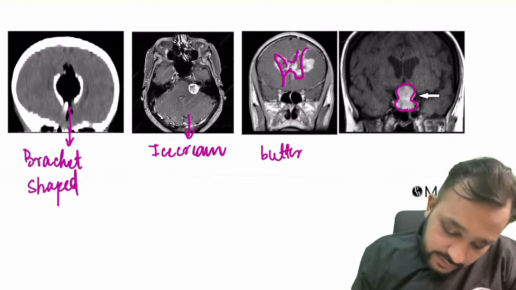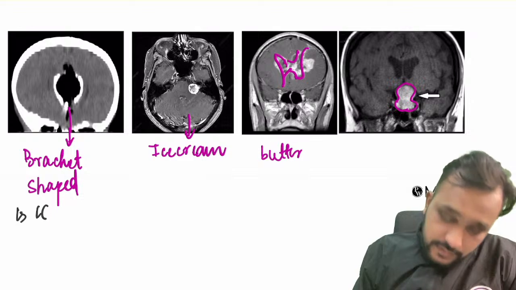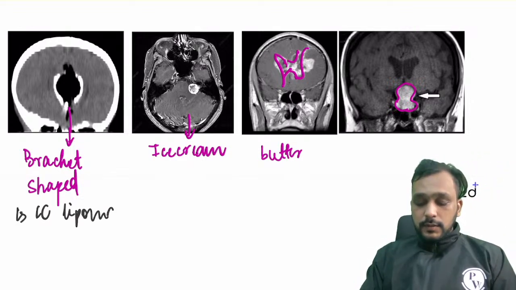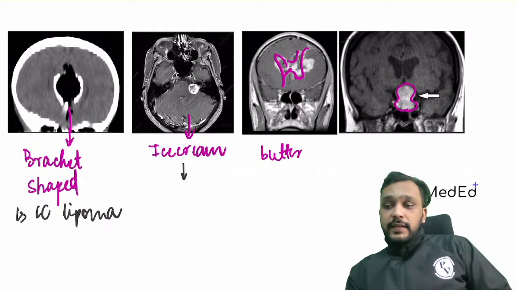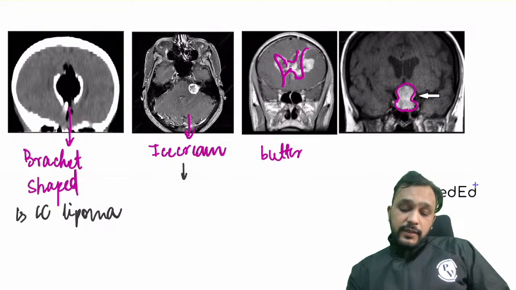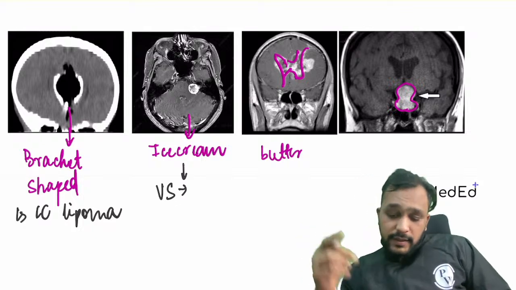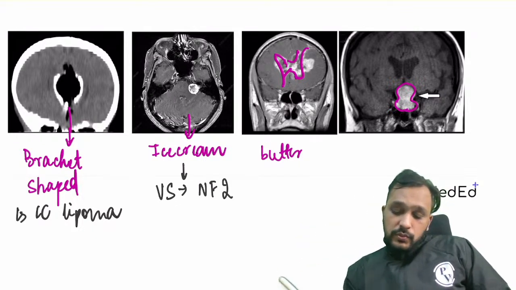So all these tumors: the first is seen in corpus callosum lipoma. Corpus callosum lipoma, ice cream cone appearance. Ice cream cone appearance is seen in a patient with vestibular schwannoma. And remember that multiple inherited schwannomas are seen in patients with neurofibromatosis 2.